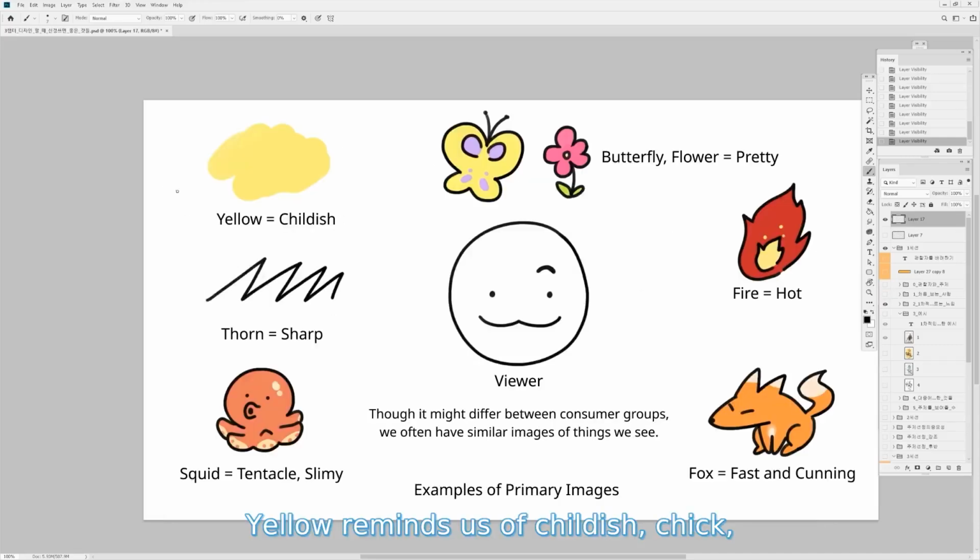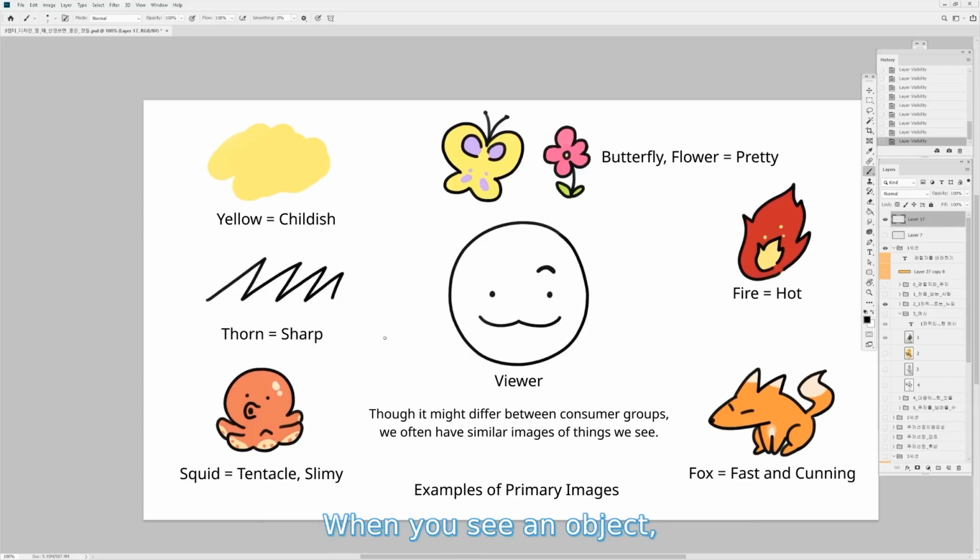Yellow reminds us of childish, chick, and a warm feeling. Thorns remind us of sharp, aggressive, and the feeling of getting poked. Octopuses remind us of tentacles, slimy, and squishy. Butterflies and flowers remind us of pretty and aromatic. Fire reminds us of hot and spicy. Even red could remind us of hot and spicy. Foxes remind us of fast, cunning, or cute. We feel these things upon seeing them.